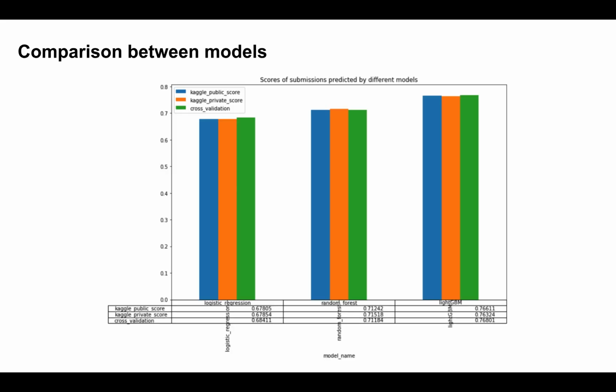At last, we will make a comparison between these three models. After submitting the prediction results to Kaggle kernels, we are able to get a public score and a private score. We put them into a bar chart and we can discover that LightGBM performs a little better based on the same input data.